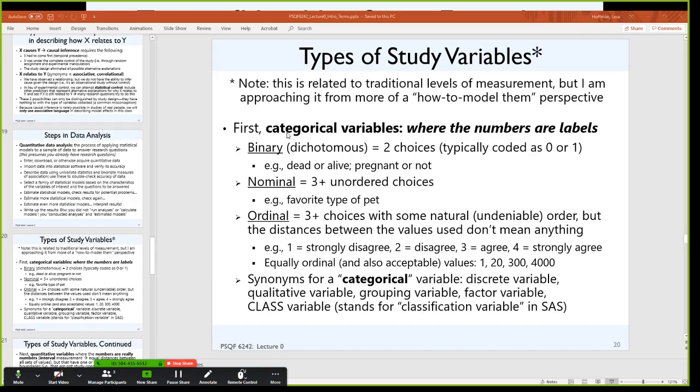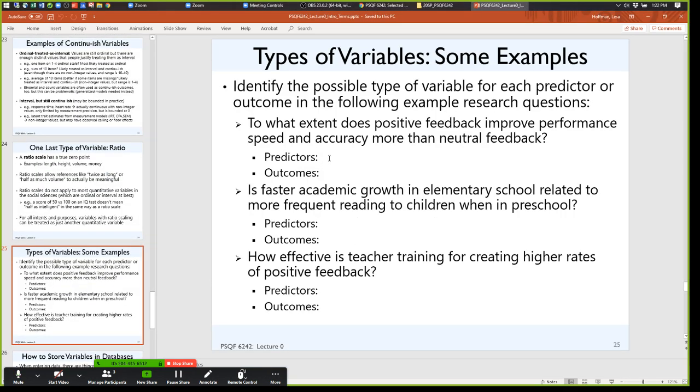All right, so practicing then. I gave you these same questions last time with respect to which variables are predictors or outcomes. Now we can practice labeling them to the best of our ability. So to what extent does positive feedback improve performance, speed, and accuracy more than neutral feedback? You had told me that feedback, I'll abbreviate it positive versus neutral, was a predictor. What kind of variable do you think that is?